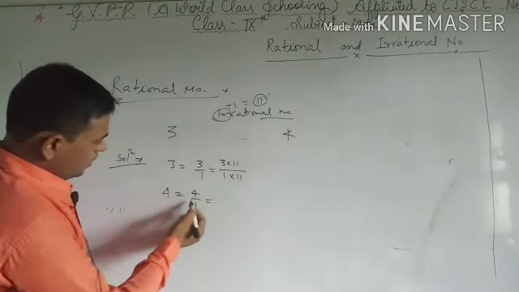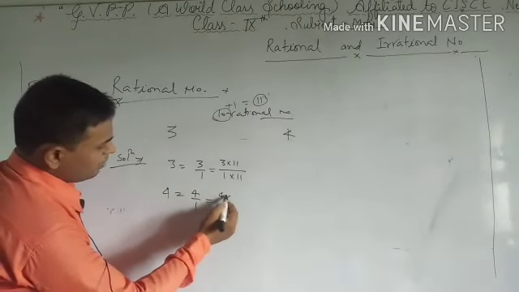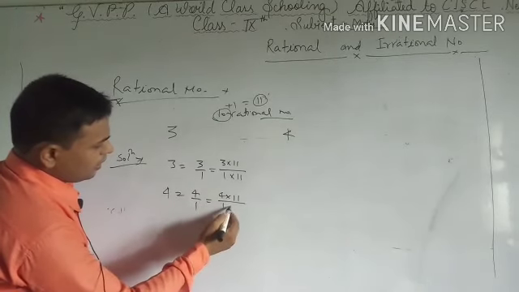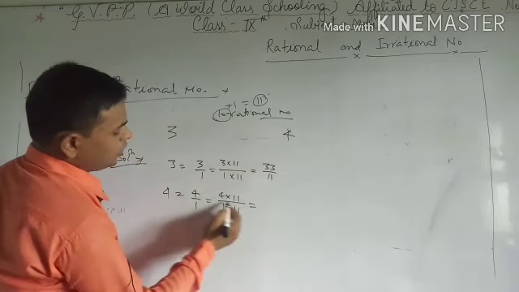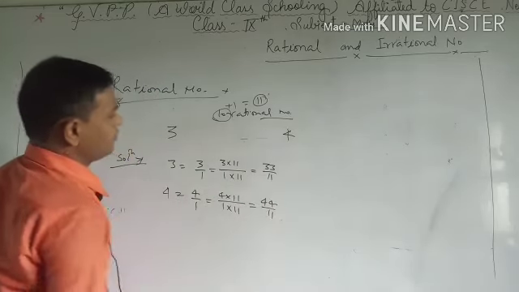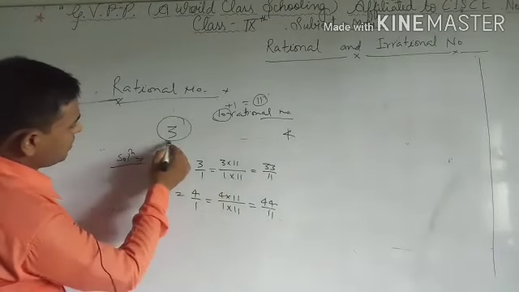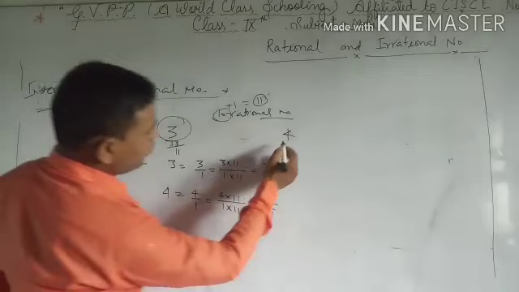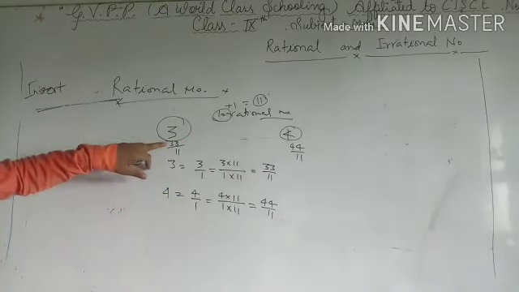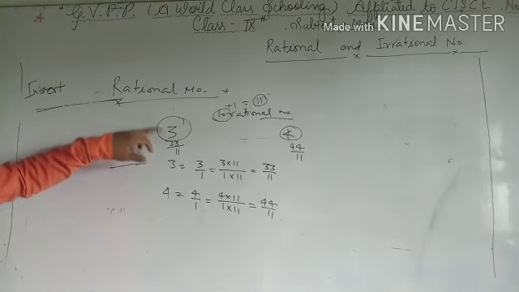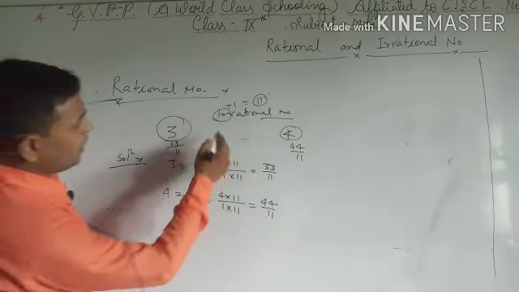So you are seeing this. You have to do the same. You will also multiply this 4 by 11, and this 1 by 11. So you are getting 33 upon 11, and here 44 upon 11. You are seeing that this 3 becomes 33 upon 11, and this 4 becomes 44 upon 11. Because if you divide 33 by 11, you get 3, and 44 divided by 11, you get 4. Now you have to find 10 rational numbers.